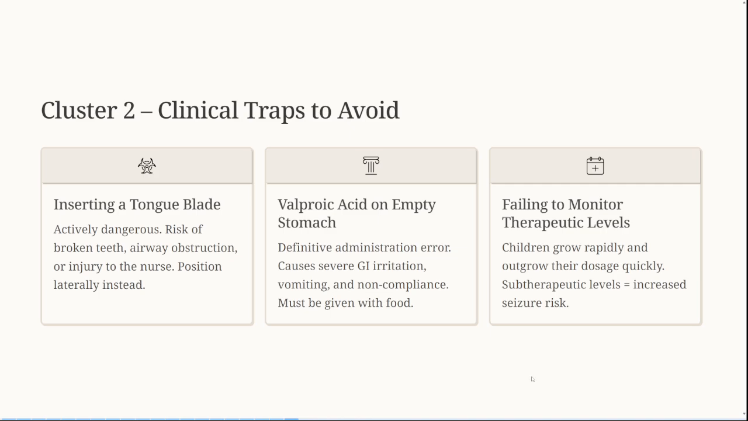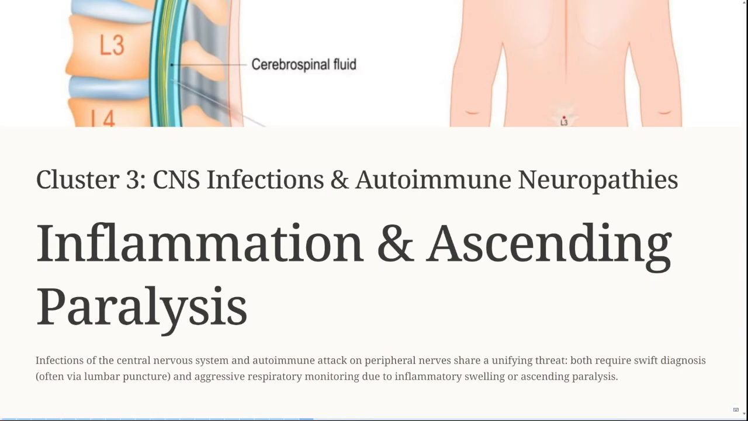All right, cluster introduction. Our third cluster is focusing on inflammation of the central nervous system. So we're talking CNS infections like meningitis and encephalitis, and then that unique autoimmune peripheral neuropathy, Guillain-Barré syndrome. Yes. And the unifying thread here is that all of these conditions require swift diagnosis, often through a lumbar puncture, and really aggressive respiratory monitoring. Right. It's because of the critical risks of either inflammatory swelling or an ascending paralysis that can compromise the child's ability to breathe.